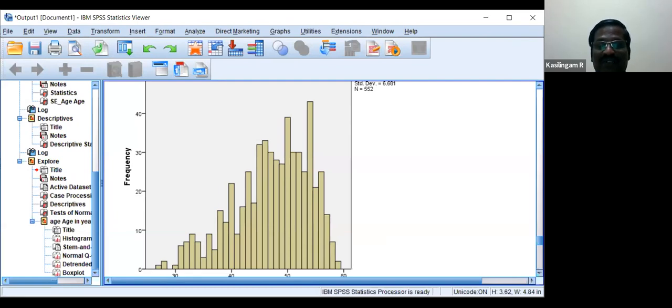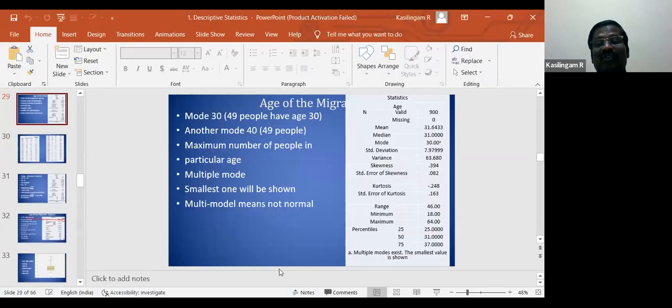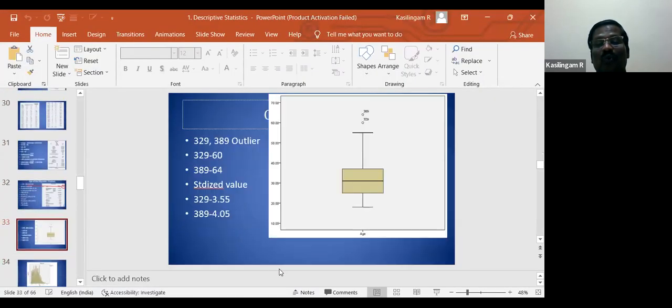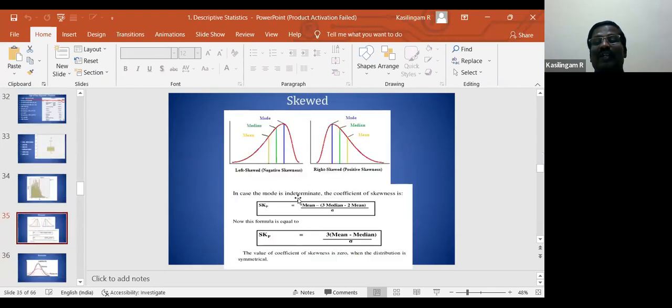So in negative skewness, the mean will be here and the median will be here, right? Mean minus median will give a negative value. Now look at the graph. So this is the negative skewness. The tail will be on the left-hand side, right? This is the most wonderful example for negative skewness.